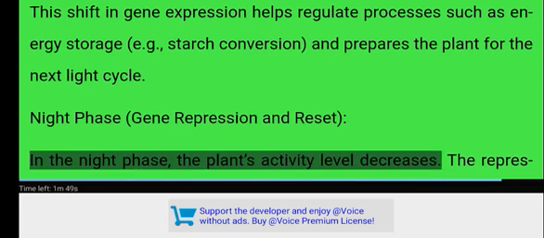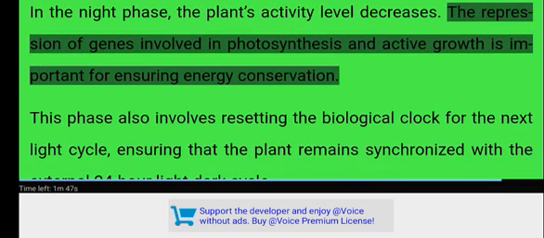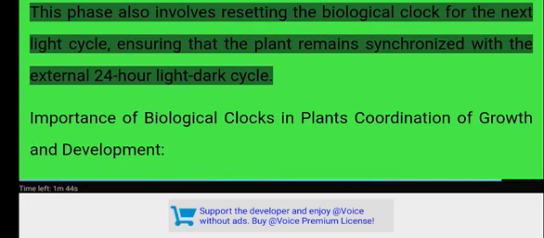Night phase, gene repression and reset. In the night phase, the plant's activity level decreases. The repression of genes involved in photosynthesis and active growth is important for ensuring energy conservation. This phase also involves resetting the biological clock for the next life cycle, ensuring that the plant remains synchronized with the external 24-hour light-dark cycle.